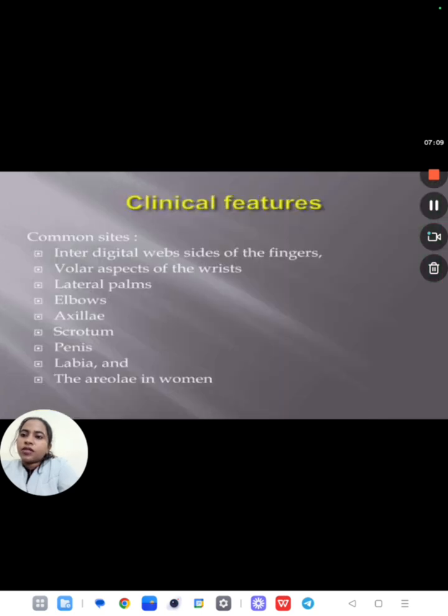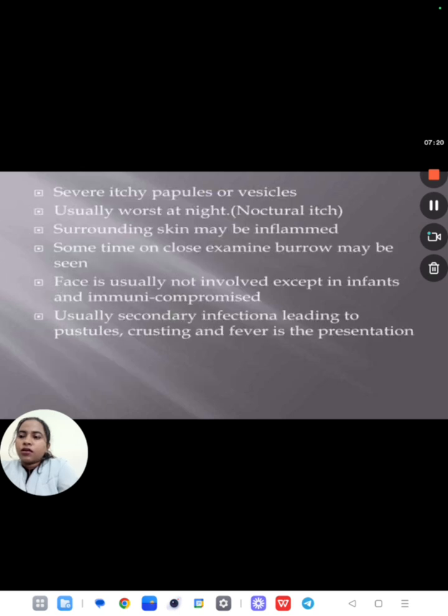Mode of transmission: prolonged contact, sexual transmission, fomite transmission. Clinical features, common sites: the flexor aspects of the wrist, lateral palms, interdigital spaces of the fingers, axillae, scrotum, penis, labia, and areola in women. Altogether, these sites are known as the circle of Hebra.